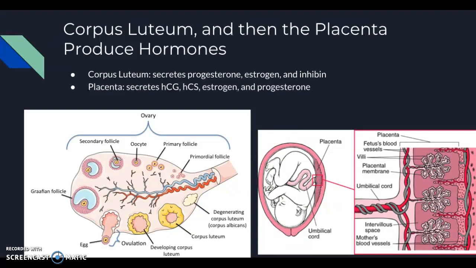This allows for another follicle to not develop just after ovulation. If after the 12-day life cycle of the corpus luteum there is no pregnancy, the corpus luteum will undergo apoptosis. This will cause the levels of progesterone and estrogen to decrease and the levels of luteinizing hormone and follicle-stimulating hormone to rise.